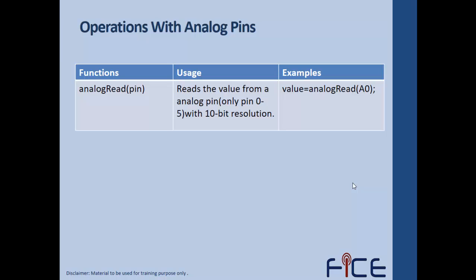The analogRead API reads the value from an analog pin, that is, pin number 0 to pin number 5, with the help of 10-bit resolution. In an example, you can see that we are using the analogRead API and it takes only one argument, that is the pin number. So we are using analogRead to read the value of pin number 0, that is the A0 pin of the Intel Galileo Gen 2 board, and we are transferring that value of the sensor to the variable value.